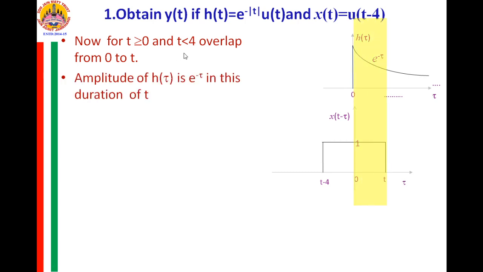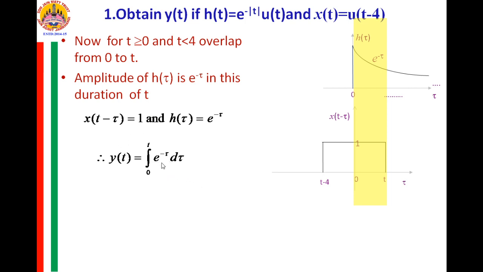This is how this overlap. You observe here that the amplitude of h of tau is e raised to minus tau and that of x of t minus tau is 1. So substituting in the convolution integral, y of t will be equal to the integration from 0 to t, because the product exists from 0 to t, of e raised to minus tau d tau, with x of t minus tau being 1.